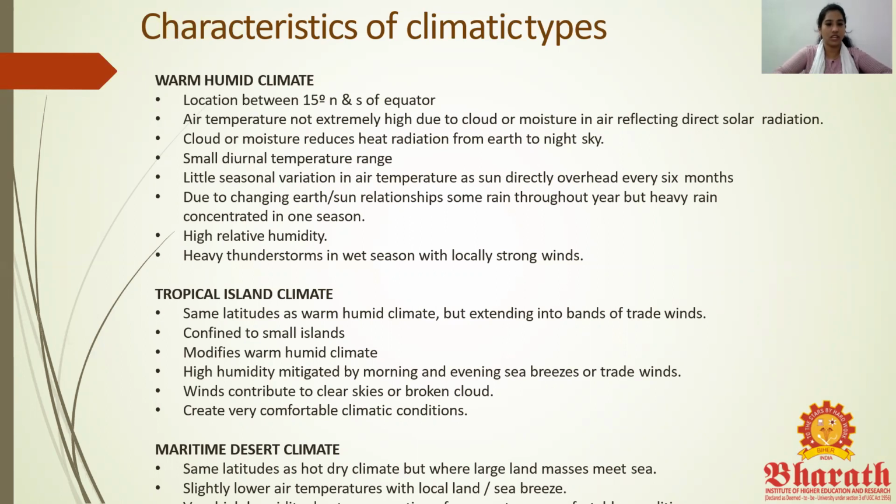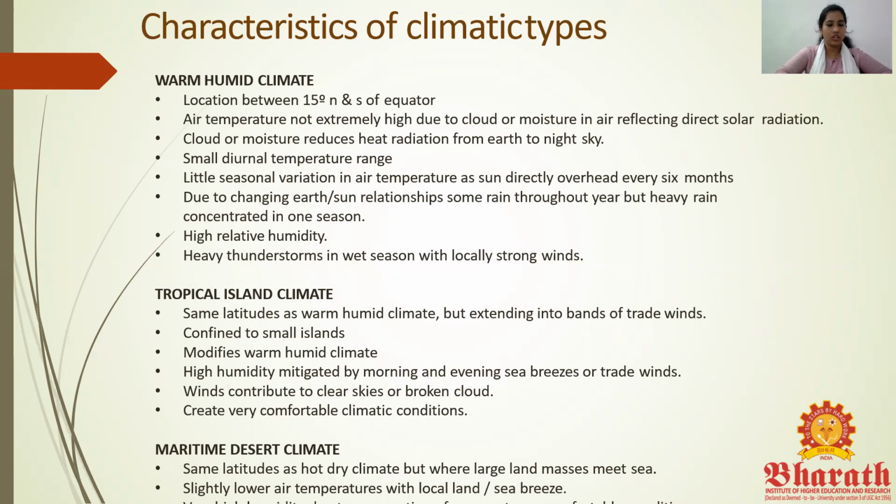With humidity, you have to try and have proper airflow. You have heavy thunderstorms in the wet season with locally strong winds. So what kind of roof do you have to have? Windows with proper overhang, so they have to sustain all this put together. So going on with the tropical island climate, some latitudes are warm humid climates but extending into the bands of the trade winds.